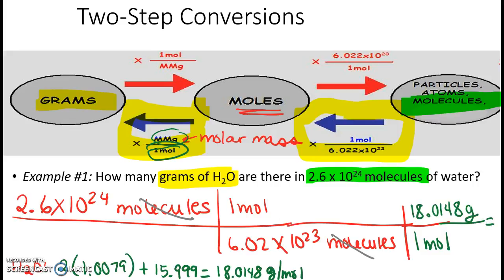So we are going to be multiplying across the top. So you'll have 2.6 times 10 to the 24th times 1 times the molar mass of water, and then divided by Avogadro's number to get your final answer, which is 78 grams of H2O.